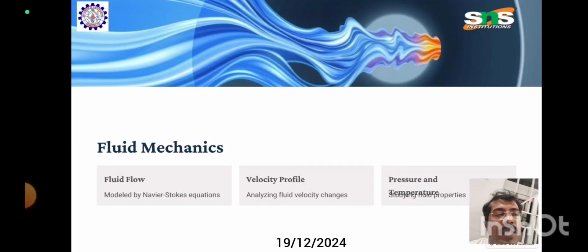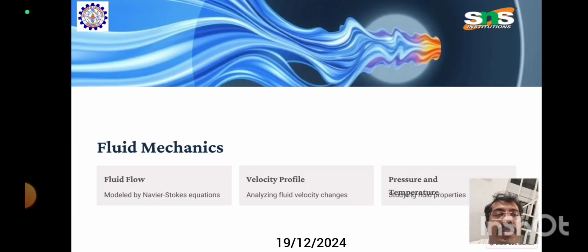So in fluid mechanics, when we talk about the importance of differential calculus in fluid mechanics, first of all we should understand the fluid flow. You very well know Navier-Stokes equations are very important when we talk about the mathematical modeling of fluid flow. Once the mathematical modeling is done using the Navier-Stokes equations, further we can understand the profile of the fluid flow. For example, the velocity profile, in order to understand how the fluid velocity varies.